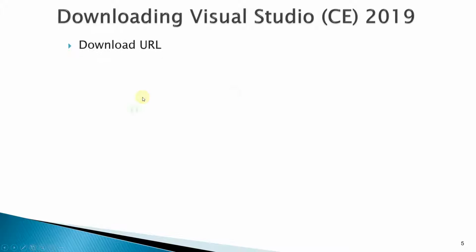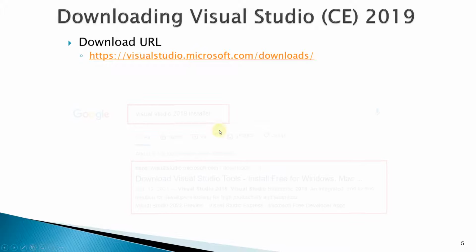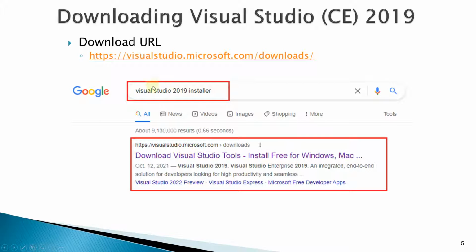The first tool that we're going to download is the Visual Studio 2019 Community Edition. The download URL is this link here. However, you can also Google it and then just type in Visual Studio 2019 installer.